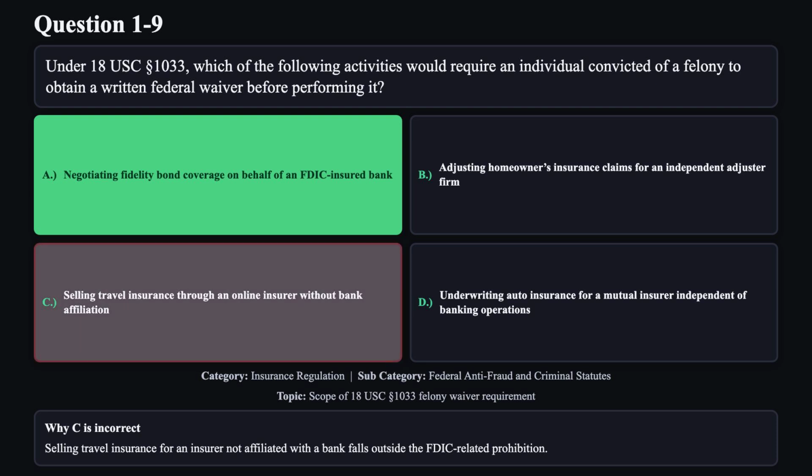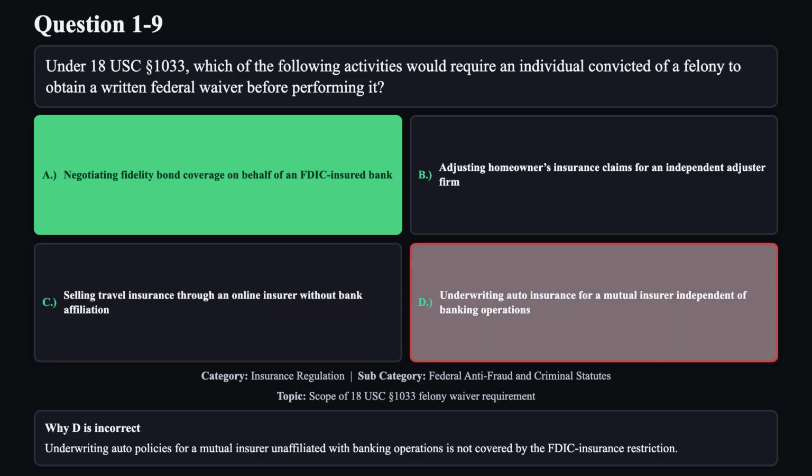Reason C is not correct. Selling travel insurance for an insurer not affiliated with a bank falls outside the FDIC-related prohibition. Reason D is not correct. Underwriting auto policies for a mutual insurer unaffiliated with banking operations is not covered by the FDIC insurance restriction.